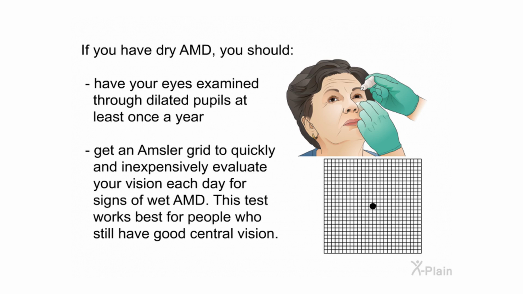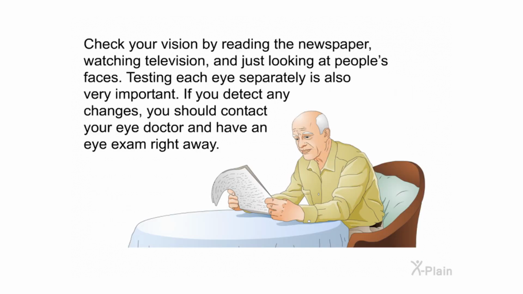If you have dry AMD, you should have your eyes examined through dilated pupils at least once a year. Get a Macular grid to quickly and inexpensively evaluate your vision each day for signs of wet AMD. This test works best for people who still have good central vision. Check your vision by reading the newspaper, watching television, and just looking at people's faces. Testing each eye separately is also very important. If you detect any changes, you should contact your eye doctor and have an eye exam right away.